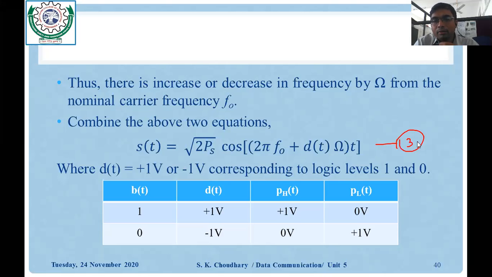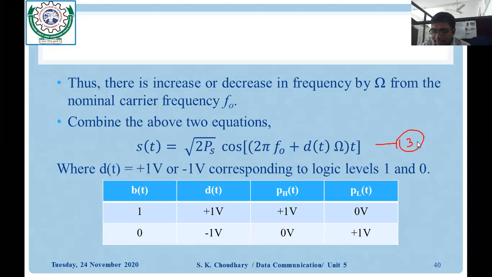According to that, for the BFSK signal, the modulated phase shifting technique signals are: PH(t) is plus 1 volt for binary 1, and at the same time PL would be 0. Similarly for binary 0, PH would be 0 and PL would be 1. So we will see what is going on actually. PH(t) and PL(t) are basically related to the voltage levels of d(t).